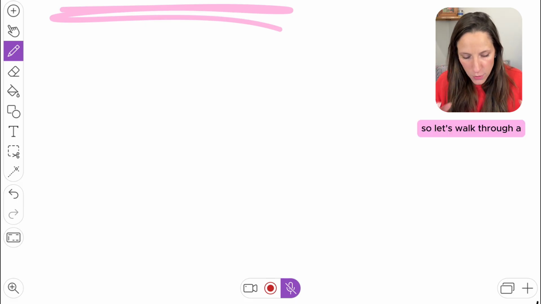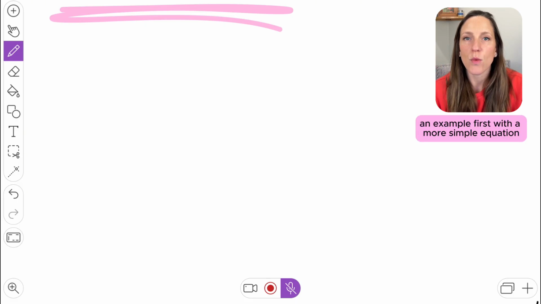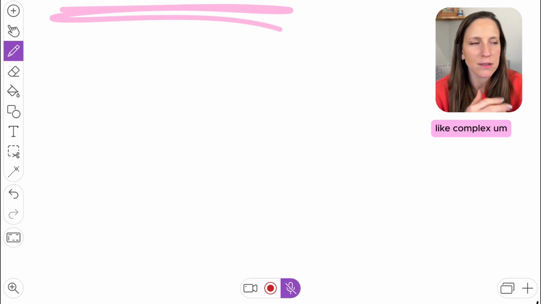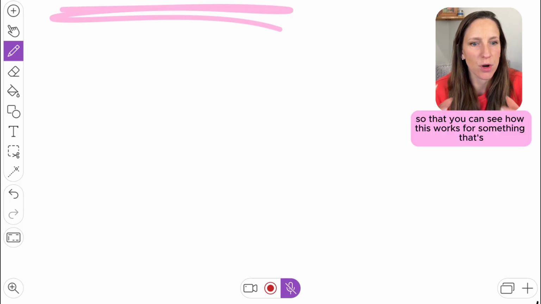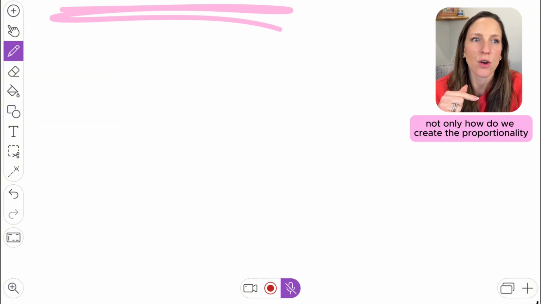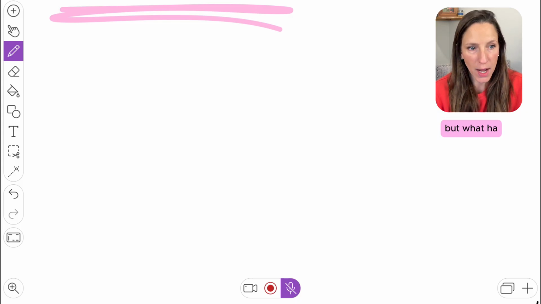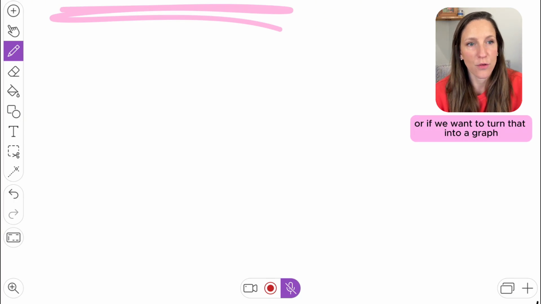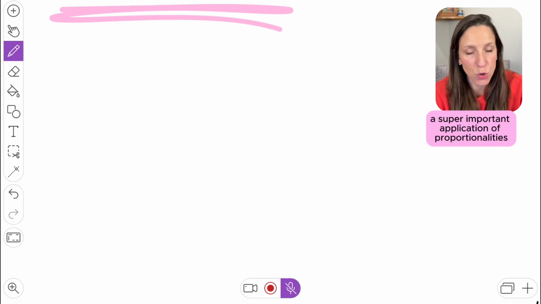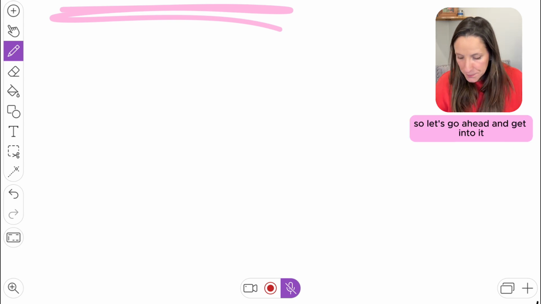So let's walk through an example first with a more simple equation, just so you get a feel for how to do this, and what a proportionality is if you don't know. And then we'll do this again. Our second example will be with an equation that's a little bit more complex, so that you can see how this works for something that looks a little bit different. The other connection that we'll make here is not only how do we create the proportionality, but how do we use it? How do we use it if we have a question like, if we double this quantity, what happens to that one? Or if we want to turn that into a graph, how do we make a connection between proportionalities and graphs? Because that is also a super important application of proportionality. So let's go ahead and get into it.